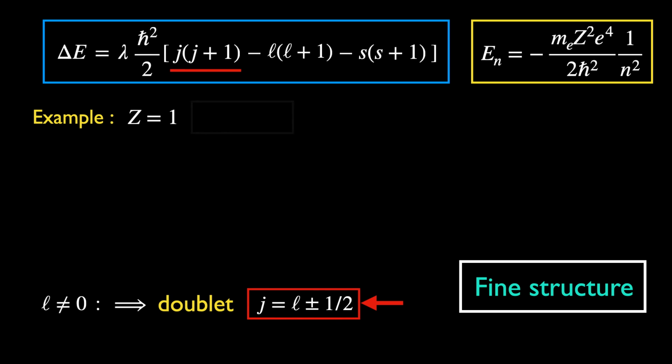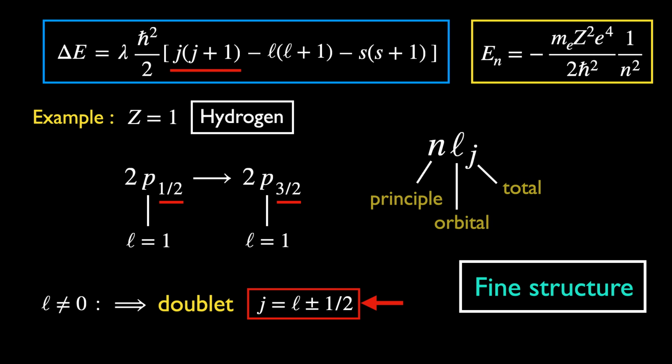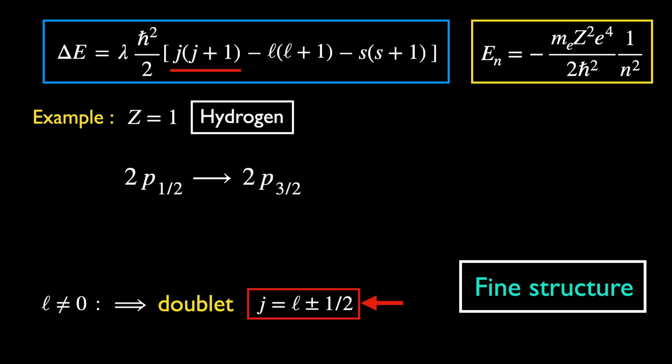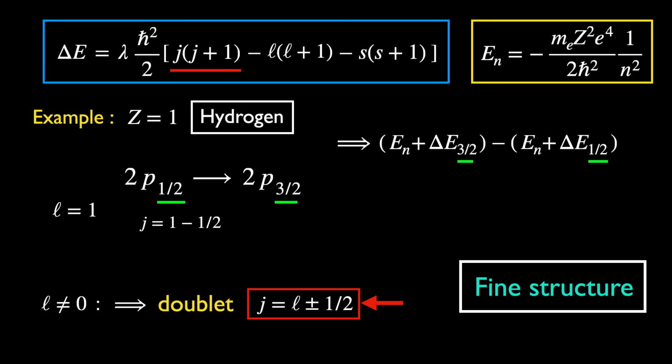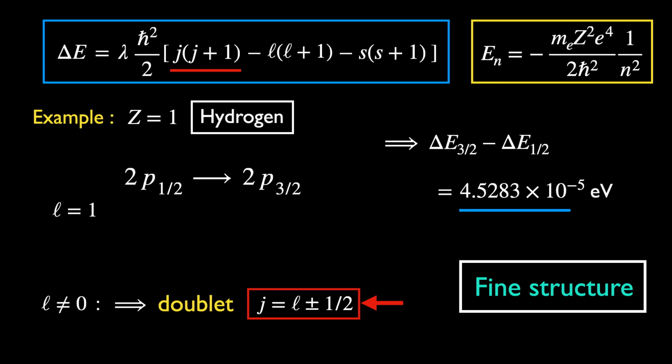Let's move on to a concrete example, the hydrogen atom. We shall look at the transition of an electron between two states, both with n equals 2 and L equals 1. They differ only by the quantum number J. Note that we are using the standard spectroscopic notation on the right. These values of J form a doublet. The transitional energy between these two levels is given by this, which is about 6 orders of magnitude smaller than the energy separation between states that differ by their principal quantum number.